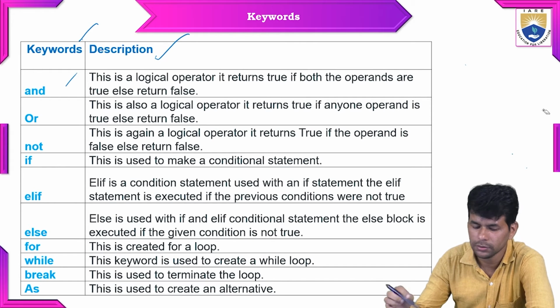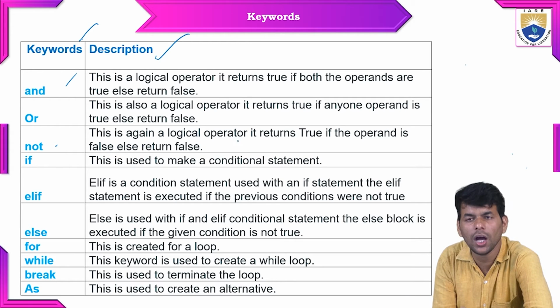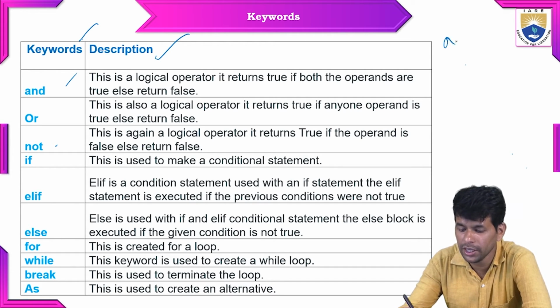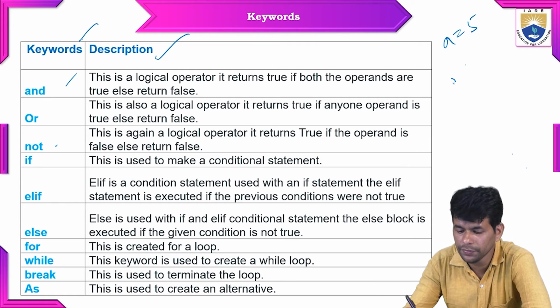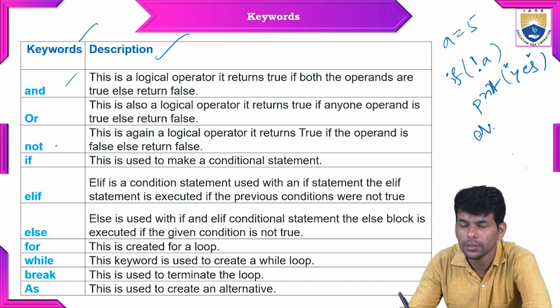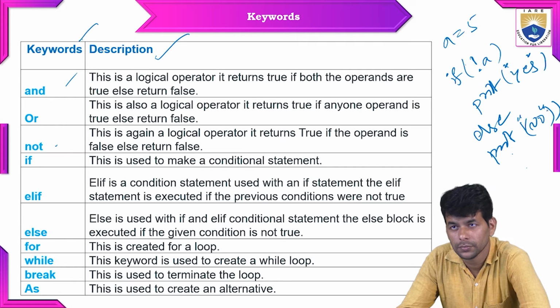The next one is the not operator. This is again a logical operator. It returns true if the operand is false, else it returns false. Very simple. Let us see here. If I take A equal to 5, if not A, print yes, else print no. Let us assume this.